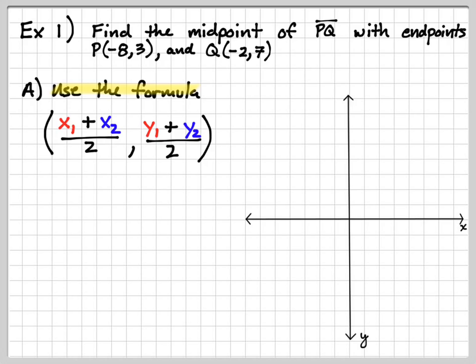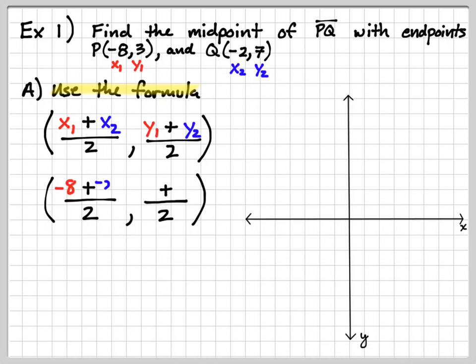And then up above I have to determine which ones I want to be the x1, y1, which would be the red ones in this case, and which ones I want to be the x2, y2, which are the blue ones in this case. So I'm just going to choose the left ones to be the x1, y1, the right ones to be the x2, y2, and then I'm very careful and I plug the appropriate number in the appropriate spot. So the first spot should be x1, which is negative 8. The second spot is x2, which is negative 2. And then y1 is 3, y2 is 7.